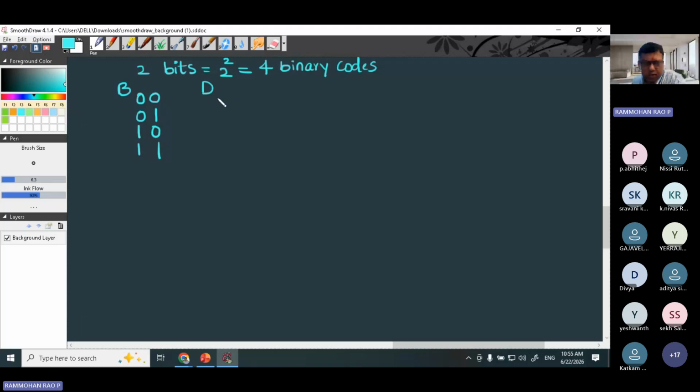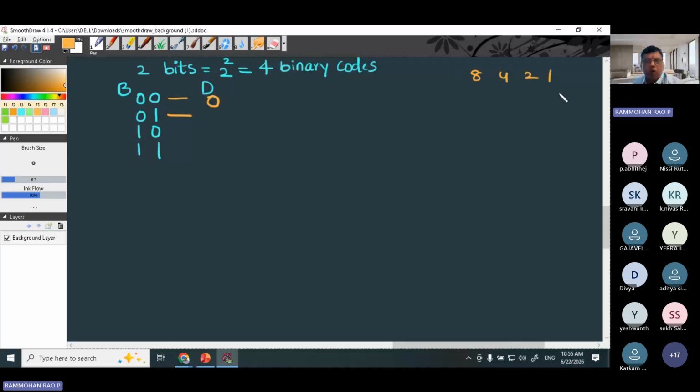In the decimal, what is the equivalent decimal value for this binary code? 0, 0 means what? 0. 0, 1. Convert binary to decimal, sir. Please convert binary to decimal. How do we convert binary to decimal? Multiplication. Decimal to binary is division. Binary to decimal is either multiplication or 8421 code.